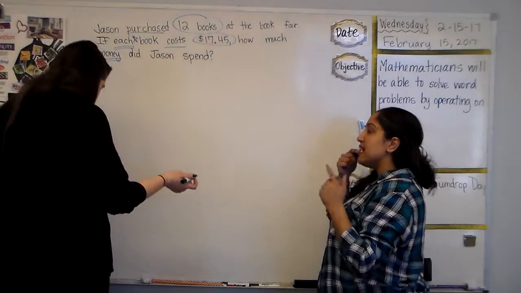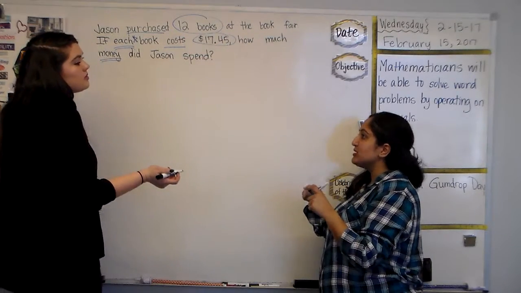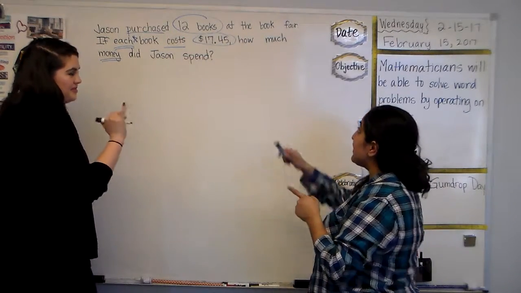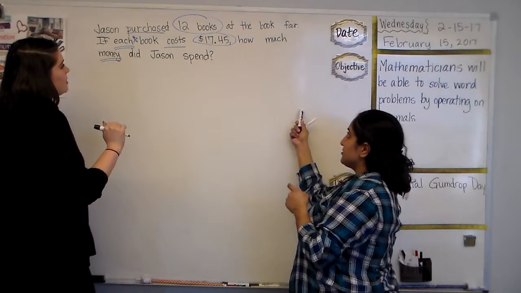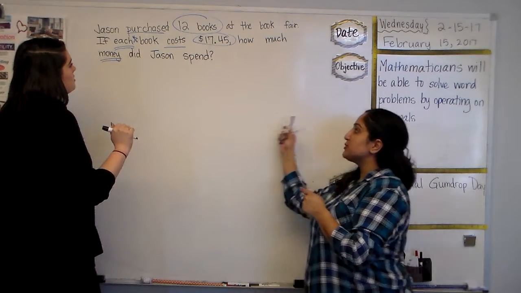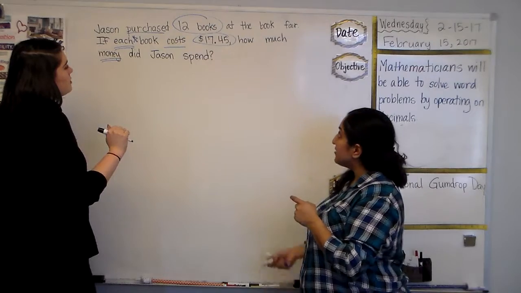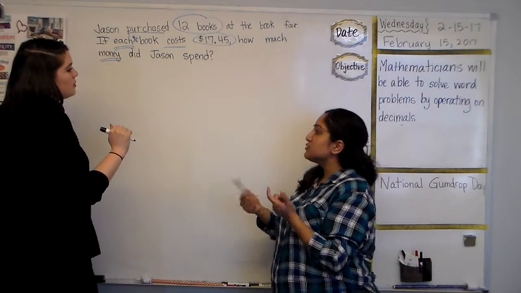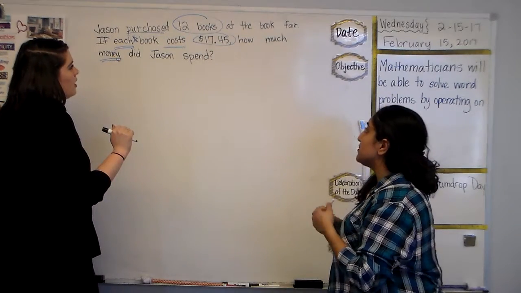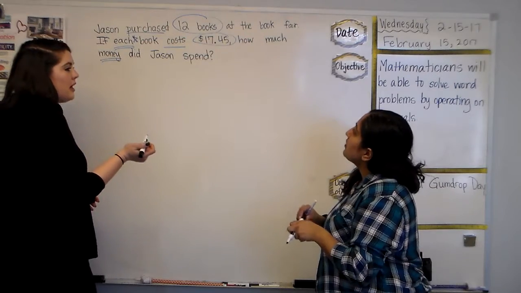Absolutely. And I was even thinking, I'm not going to draw it, but I could use a ratio table just to prove my thinking, because one book is $17.45, so two books would be twice that amount, etc. And I'd go all the way up to 12 books. What strategy were you thinking to multiply? I'm most comfortable using area model.